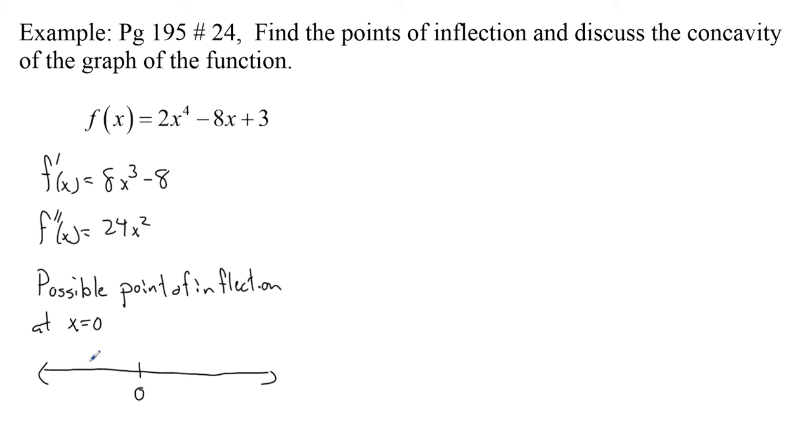Now, if I plug in a negative number, let's say we'll choose negative 3. Negative 3 squared is 9. 9 times 24 is going to be a positive number. So I'm going to have a positive, so that's going to be concave up from negative infinity to 0. And then if I plug in 3, I'm going to get the same number. I'm going to get a positive.